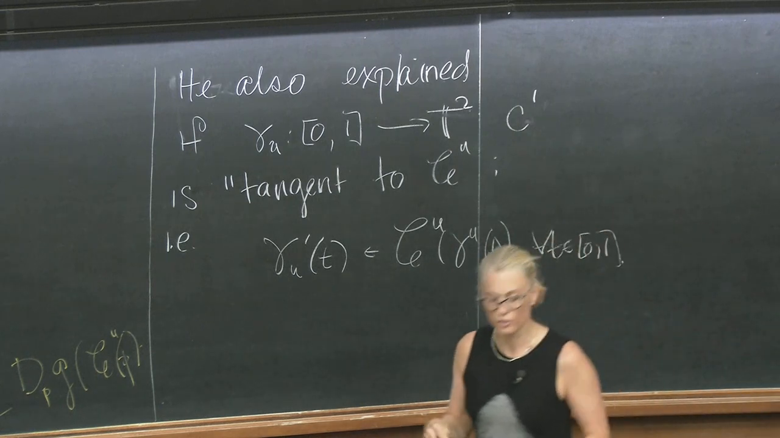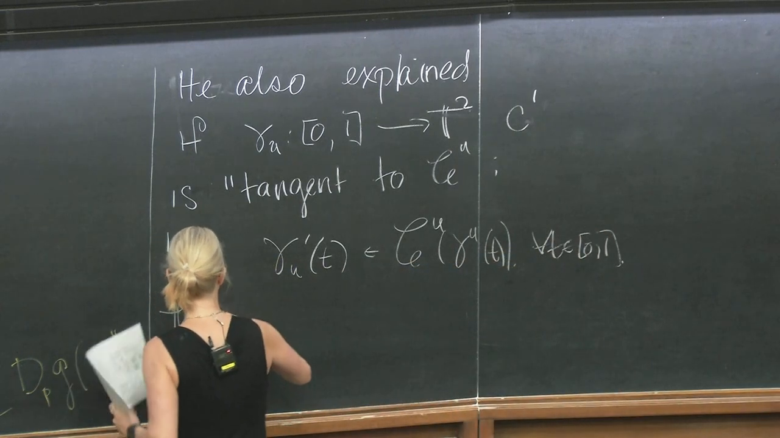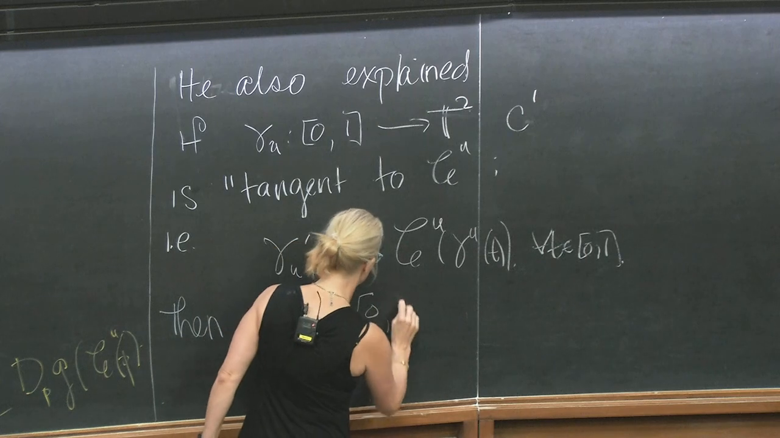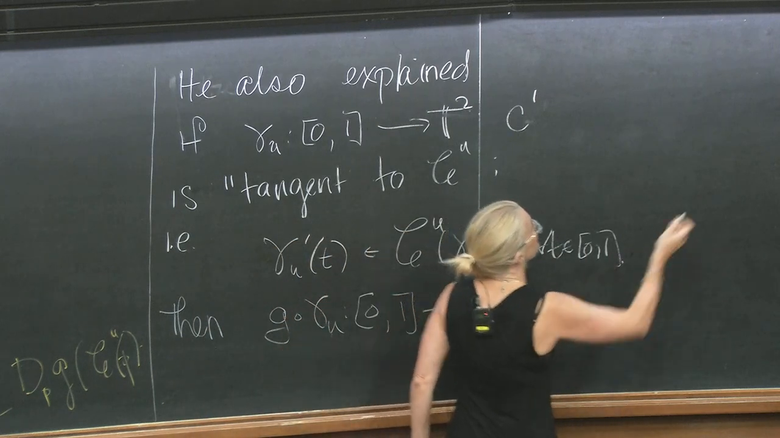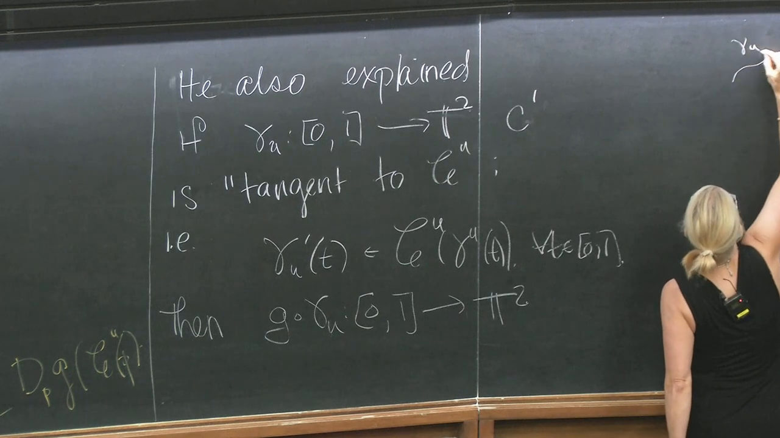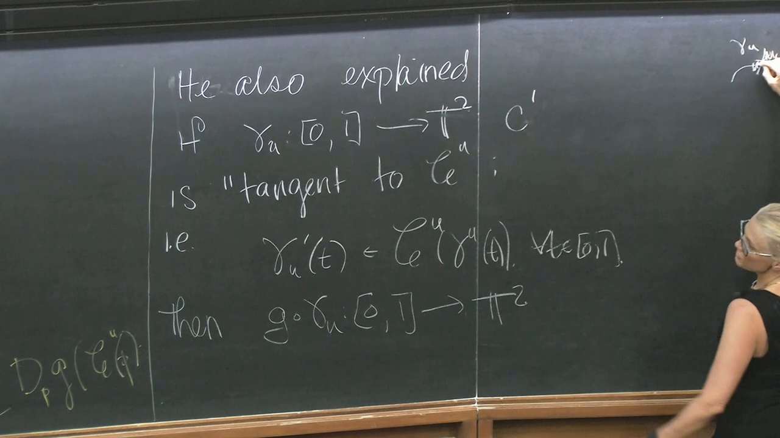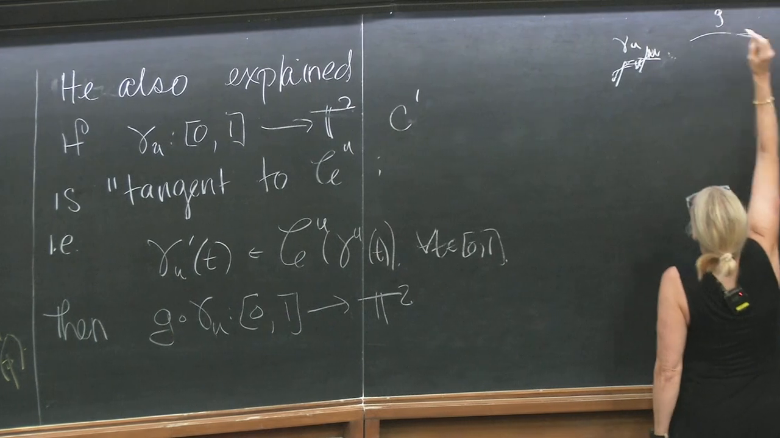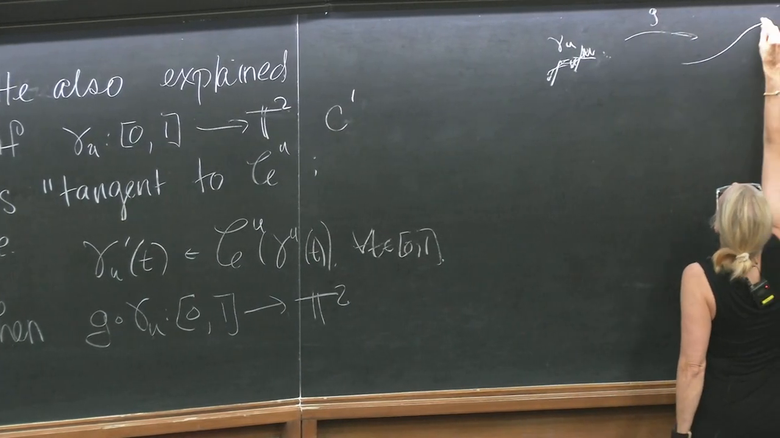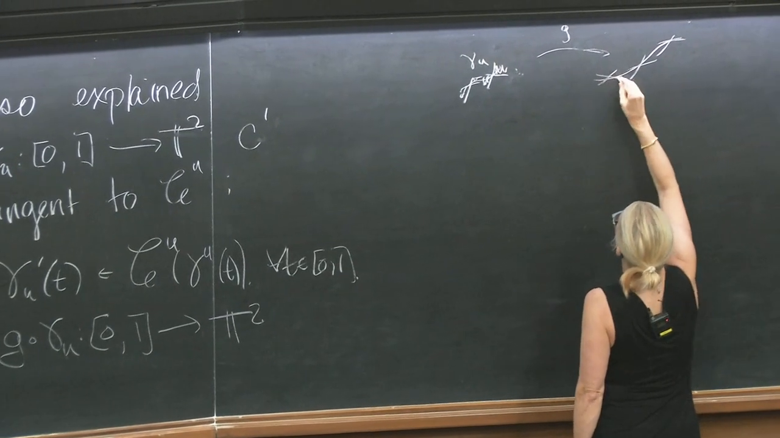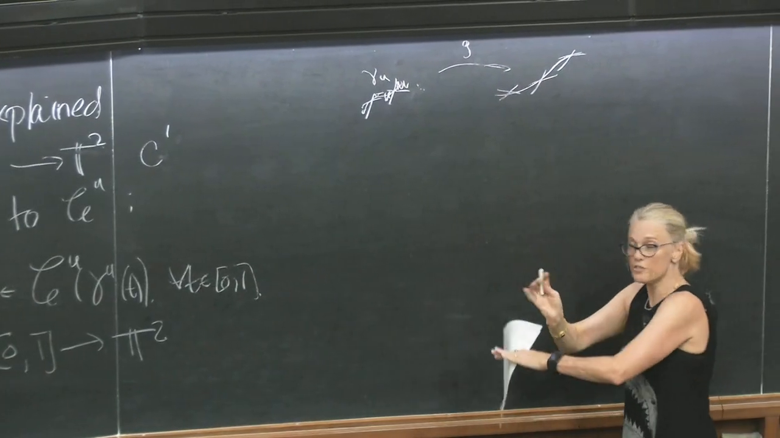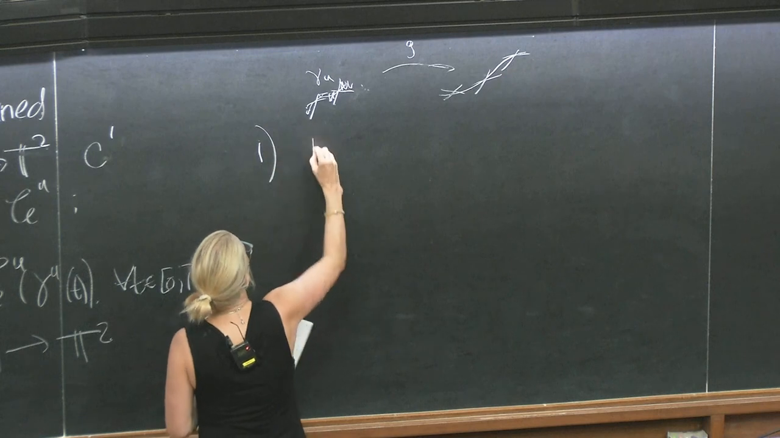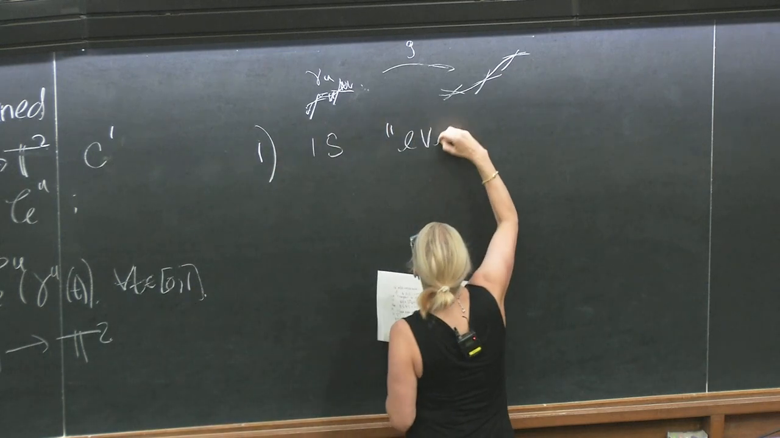Then, when you iterate such a curve forward, so the curve g composed with gamma u, so here might be the original curve, gamma u, and everywhere, if I were to use the same colors, I would use orange. Everywhere the tangent lies inside this cone. And if I apply g, then again, the tangent will continue to lie in the cone, right? Because the cone is contracted, and the length will be expanded. So in words, it is even more tangent.